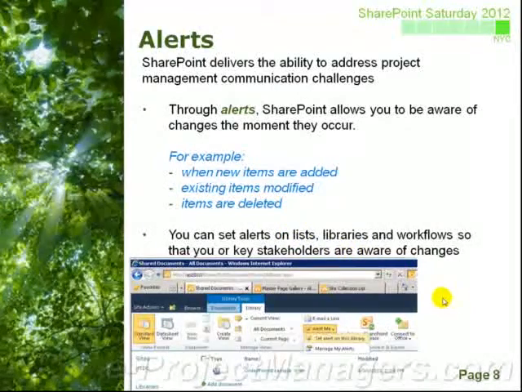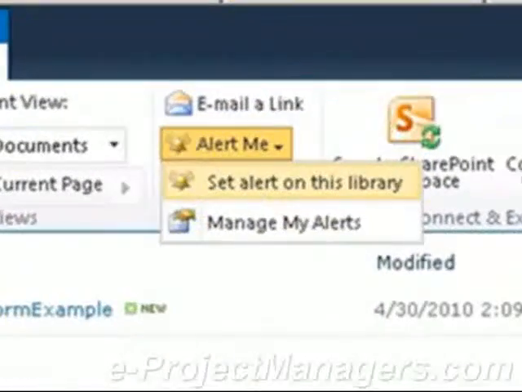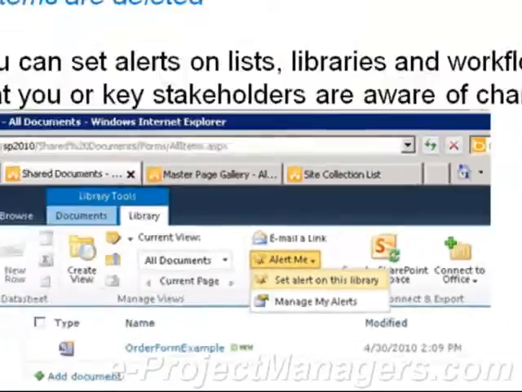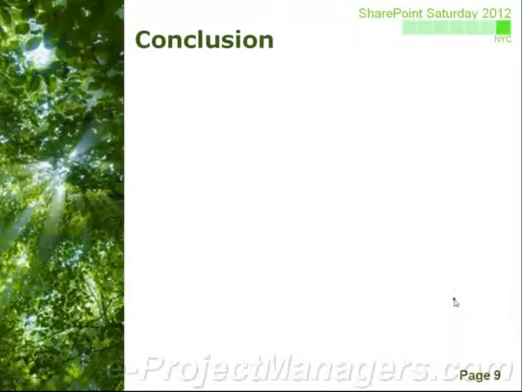And you can also set alerts on lists, libraries, and workflows so that you or any key stakeholder can be aware of any changes. It's very easy to do within the environment. You would select the Alert Me option and set the notification that you want to receive.